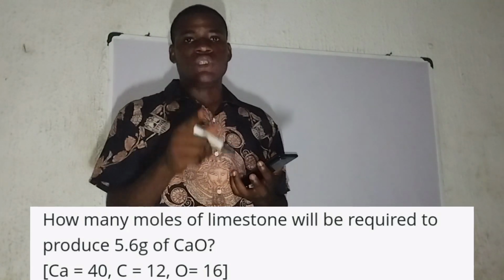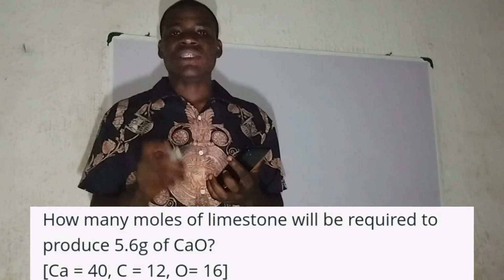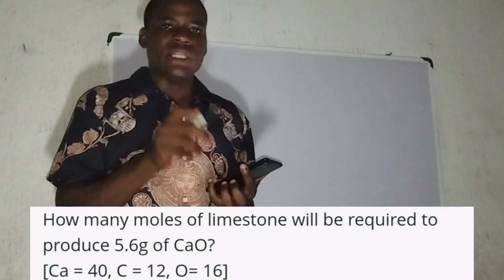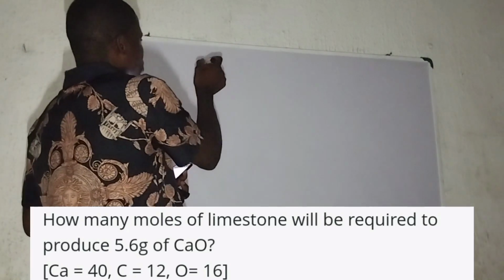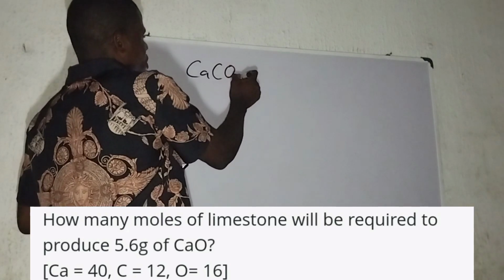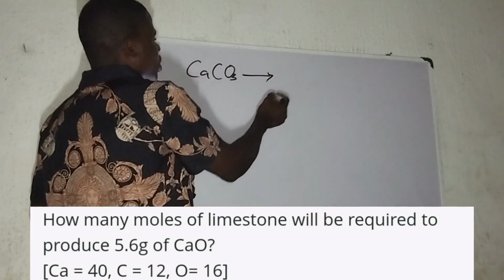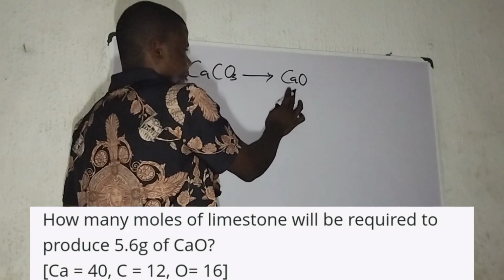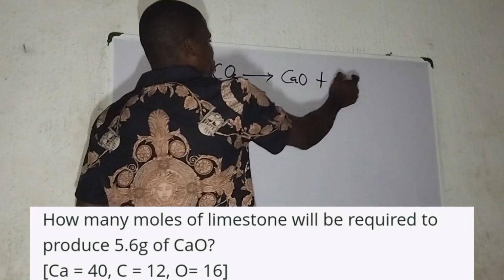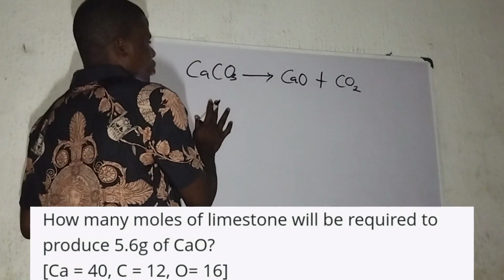Before you can solve this question, you must know how to write the balanced chemical equation for the thermal decomposition of limestone. Now, don't forget that limestone is still calcium carbonate. So I have limestone being CaCO3. When it is decomposed thermally, what are we going to form? It will form calcium oxide, quicklime, yes, calcium oxide and what? Carbon dioxide.